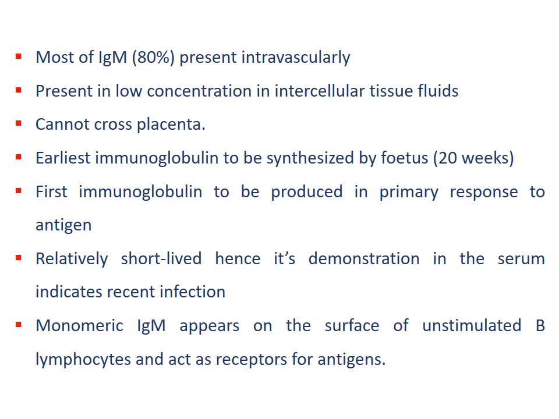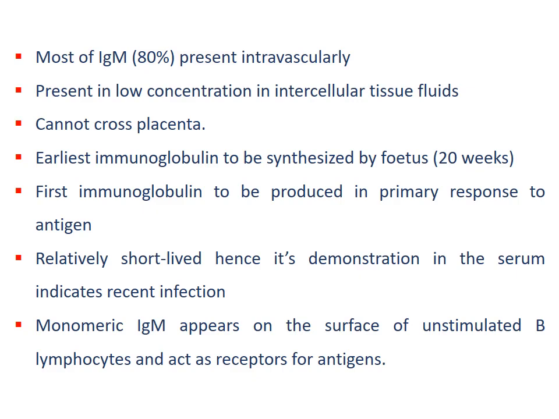They cannot cross the placenta. Obviously, they are pentameric in nature, a very large molecule with very high molecular weight. So they cannot cross the placenta. But it is produced by the fetus at the earliest time of life. That is, at 20 weeks, the fetus can produce the IgM molecule. So it is the first immunoglobulin produced by the fetus, and also the first immunoglobulin produced in the primary response.